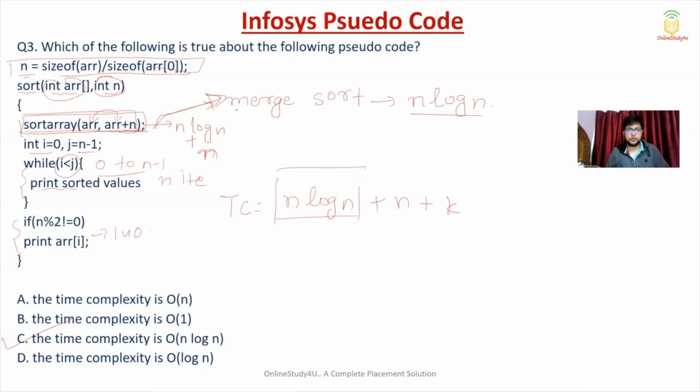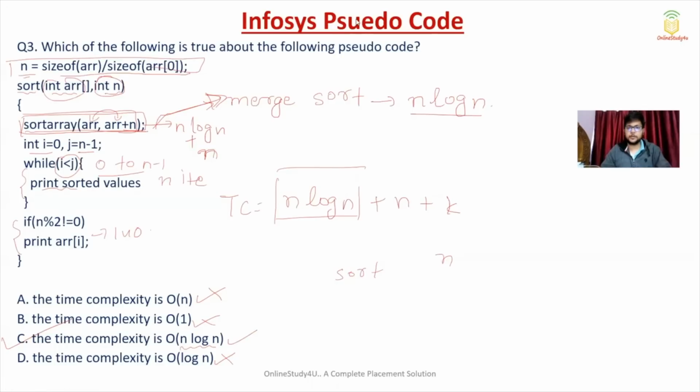And even if you don't know merge sort, we always know that sorting cannot be done in O of n or O of log n or O of 1 also. Sorting will require n log n. This is not possible, this is not possible as well. So by logic also we can say if there is a sorting algorithm, it will require at least n log n. So yeah, this was question number 3.